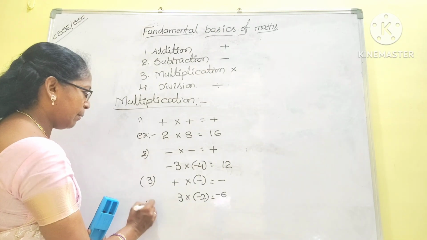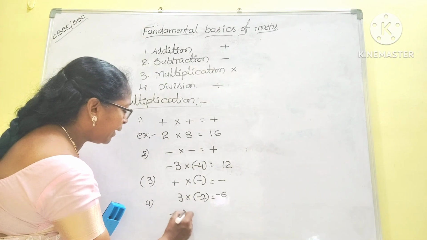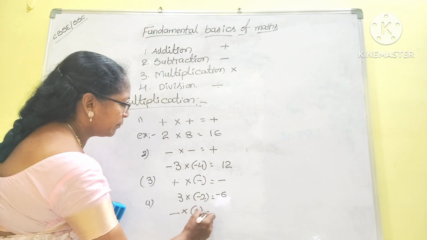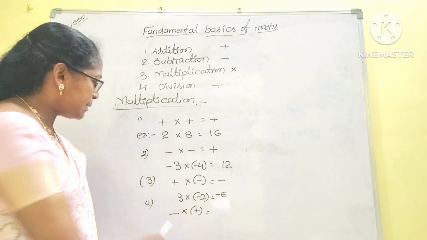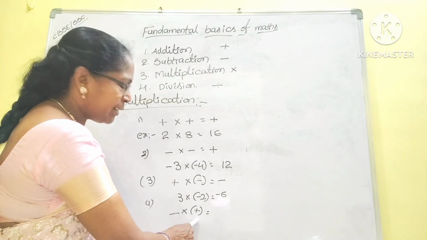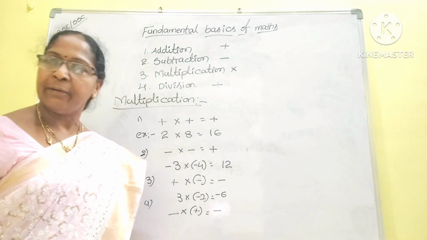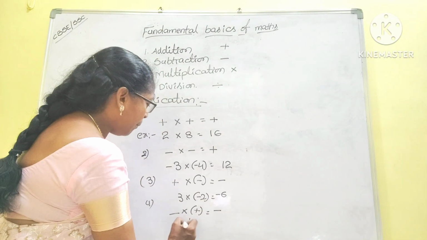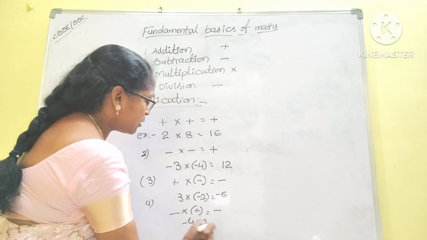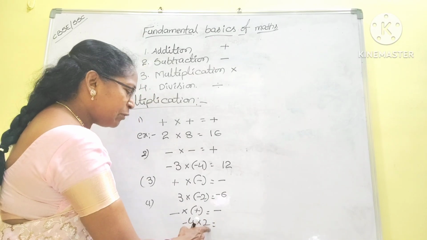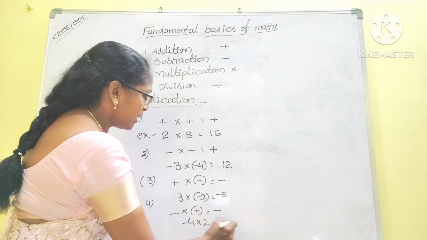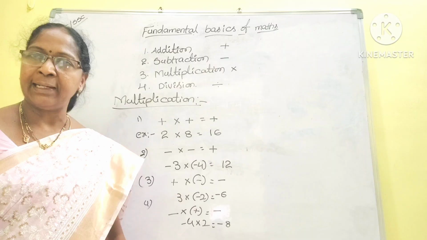So you write minus. Again minus into plus. Minus into plus also, one is a plus and another one is a minus. Both are different symbols. Then you are getting negative. Again here minus 4 into plus 2, that equal to minus 4 into 2. 4 2 ja 8 and symbol is minus.